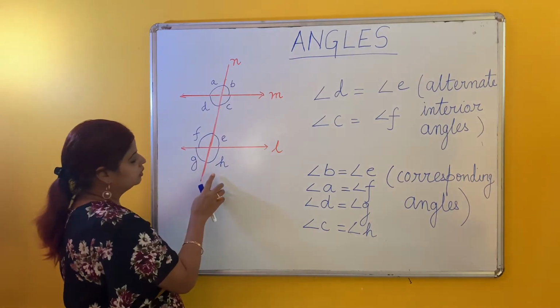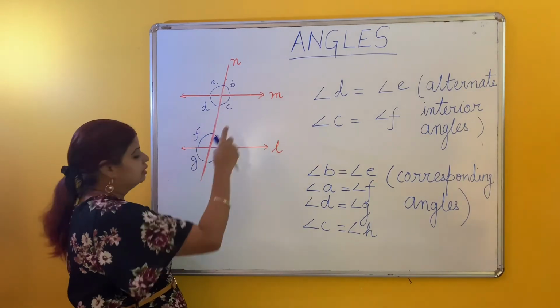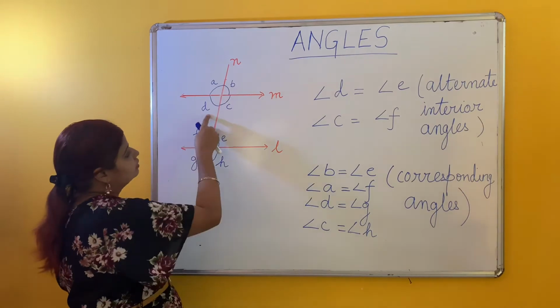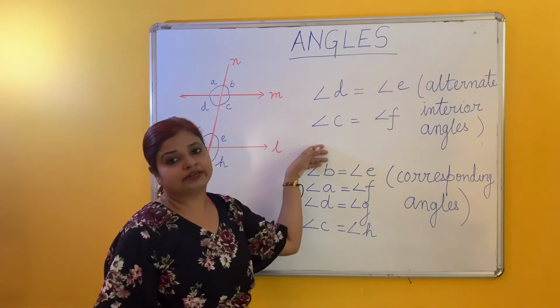So for angle H, what will be the corresponding angle? Angle C. And for angle G, what will be equal? Angle D. So these are corresponding angles and these are alternate interior angles.